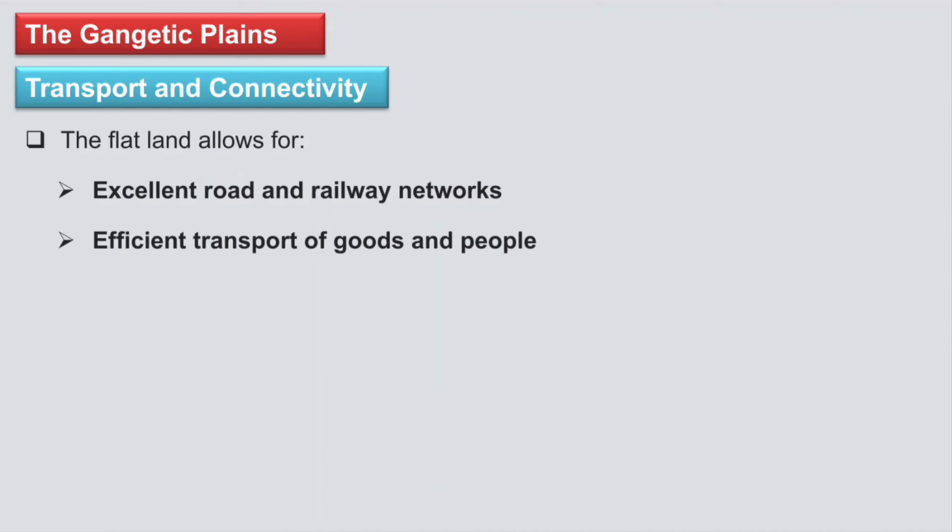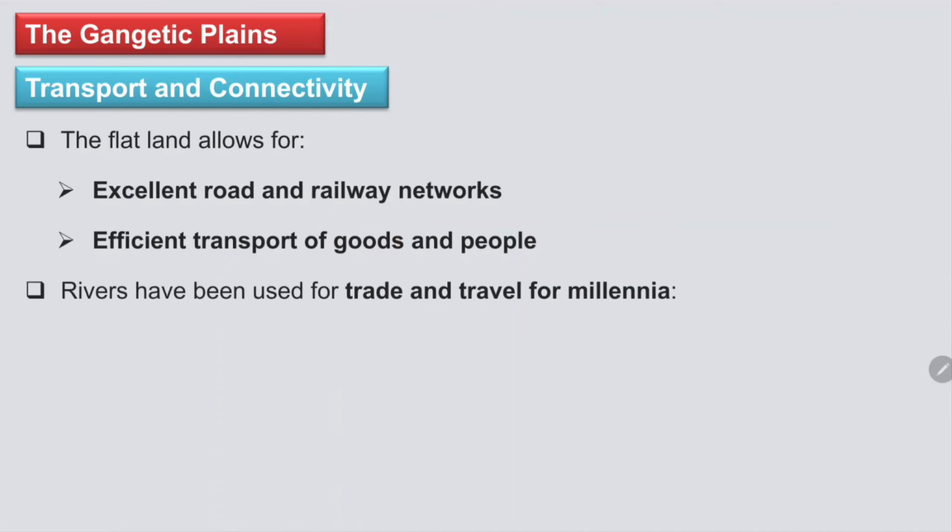And efficient transport of goods and people. Because of that, you can transport goods and also people, and they can travel freely without it costing them very heavily. Rivers have been used for trade and travel for millennia.